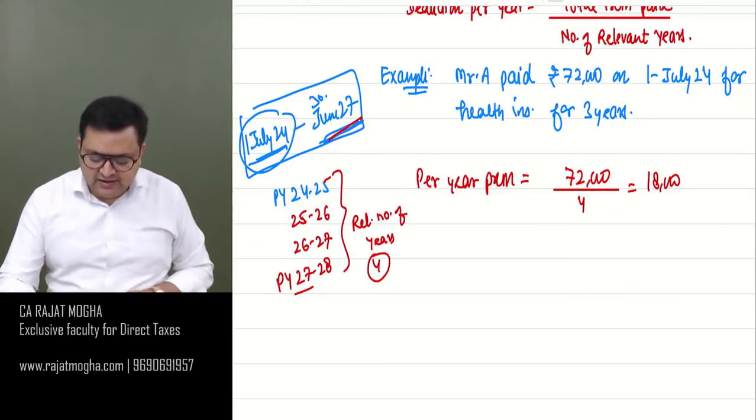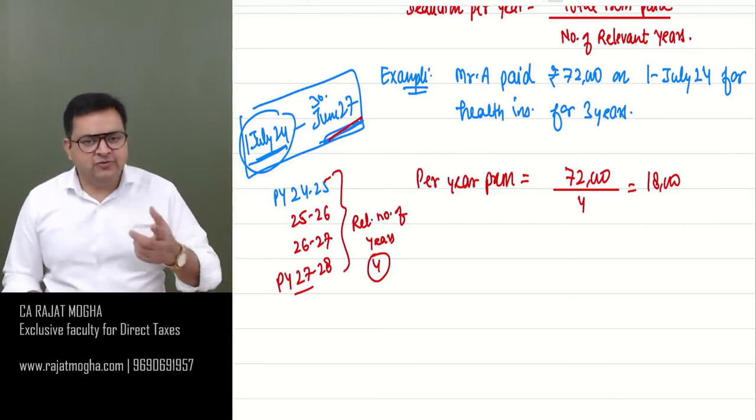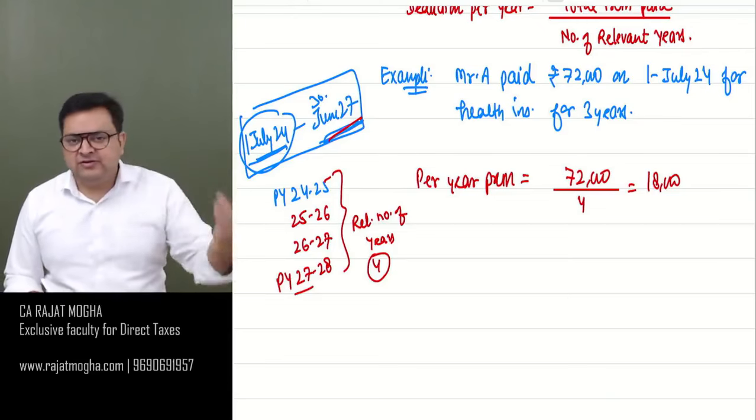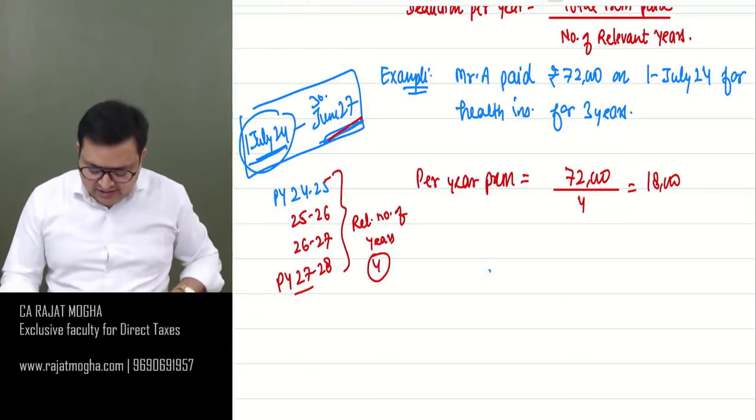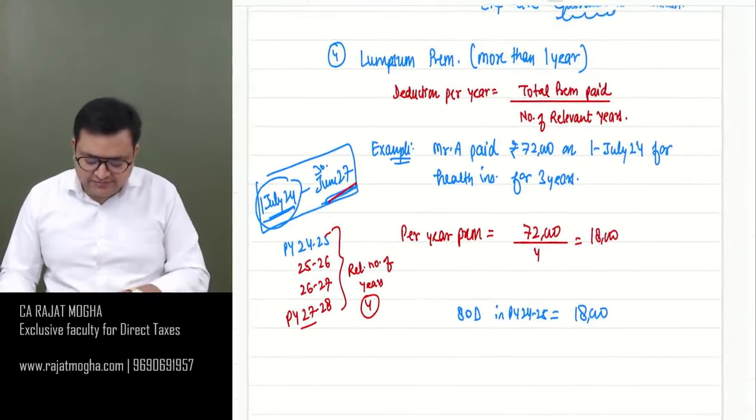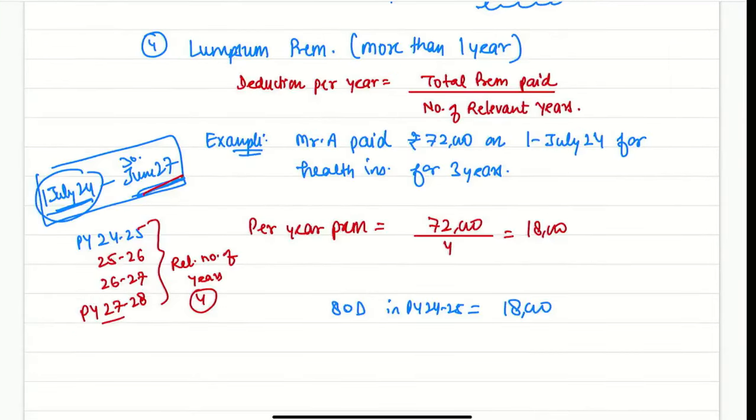So here 80D would be, let's say it is for self and spouse, 18,000 or 25,000, whichever is lower, 18,000. So here 80D in previous year 24-25, we will get 18,000. Have you all understood this or not? Everybody, have you all understood this or not?